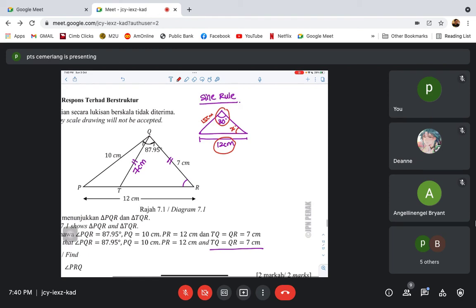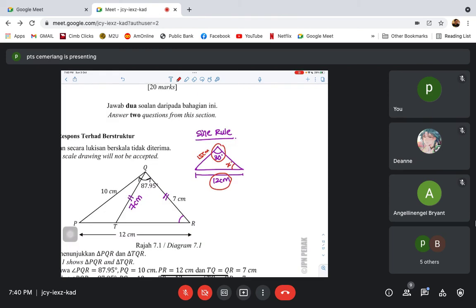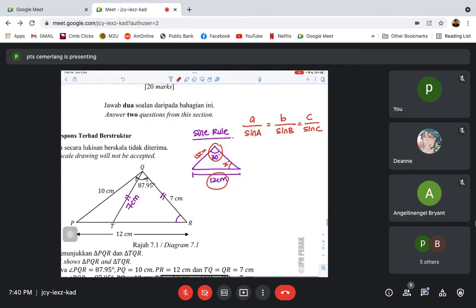Sine rule adalah, kalau you ada A divide by sine A, okay, you can say that it's equals to B divide by sine B. Okay? Or you can say that it's equals to C divide by sine C. So this is how sine rule works, okay? So now, kalau you nampak kan, apa maksud A dengan A tu kan?